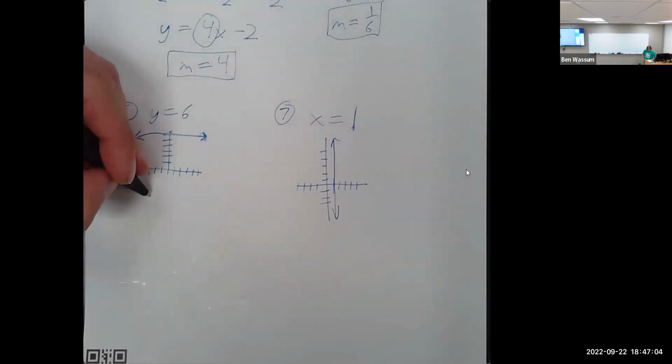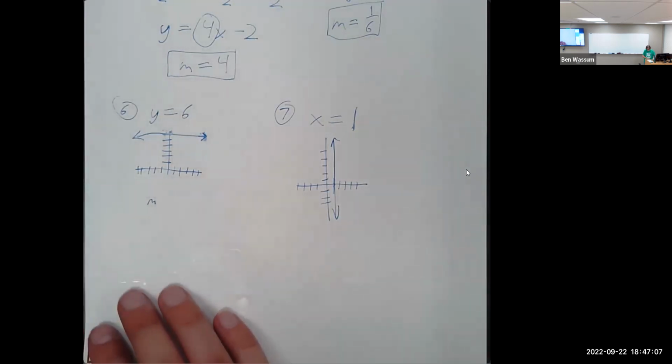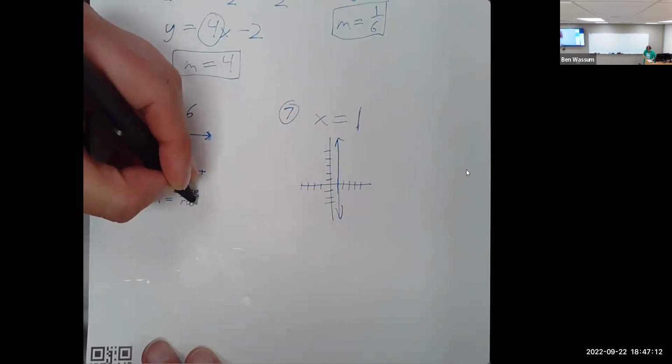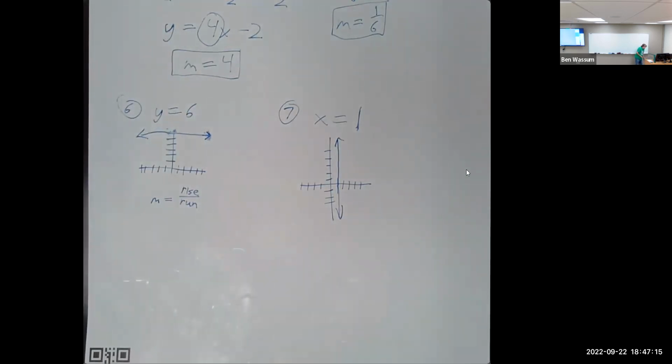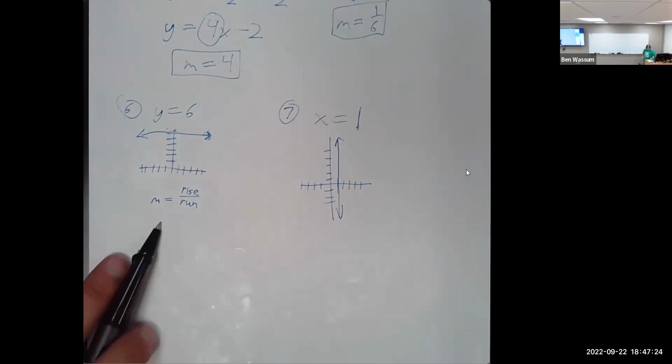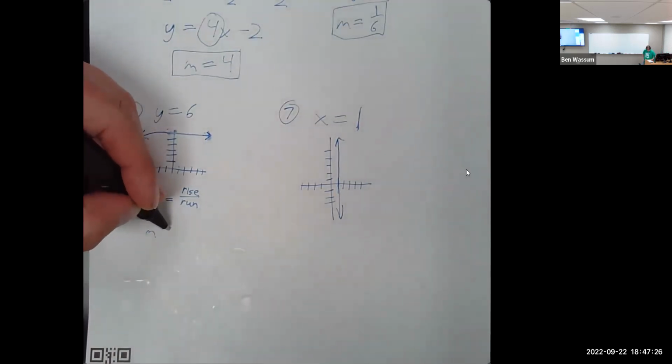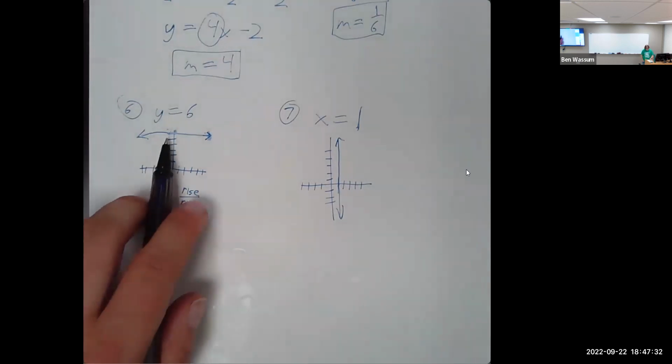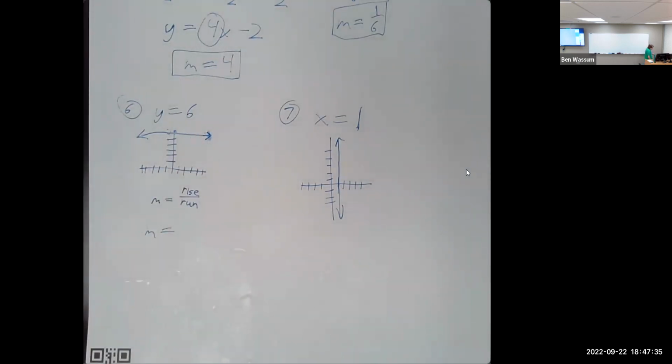The easier way is thinking of slope as rise over run. And we can kind of eyeball that, right? Now, in the case of y equals 6, for our slope here, just pick two points on the graph and kind of eyeball them. Between any two points, is there a rise between them? No, right? It's a flat line. It's a perfectly horizontal line. There is no rise.